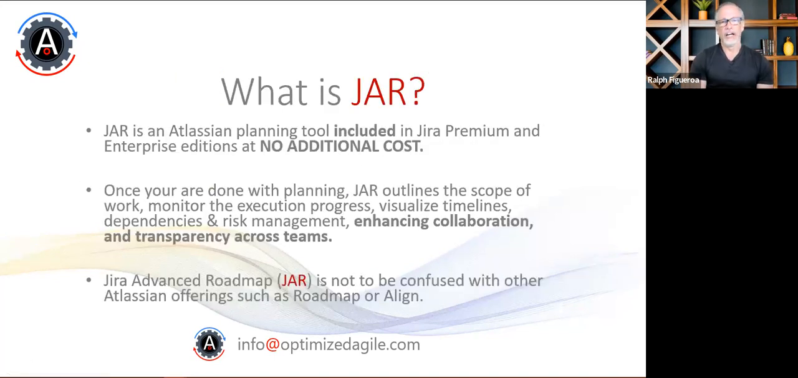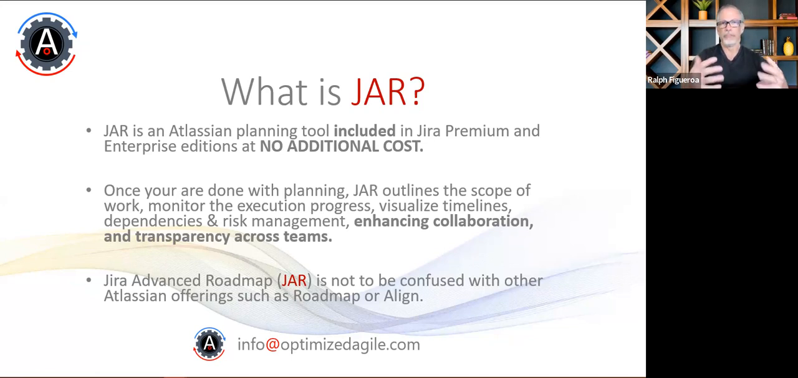What is JAR? JAR is an Atlassian planning tool that is included in Jira Enterprise Edition or Jira Premium Edition, whether it's on the cloud or the on-prem versions of Jira. It should be present, and it's already pre-installed, pre-configured, so you don't have to reach out to your admin necessarily. It's virtually integrated into Jira.